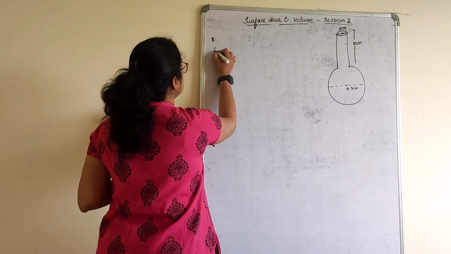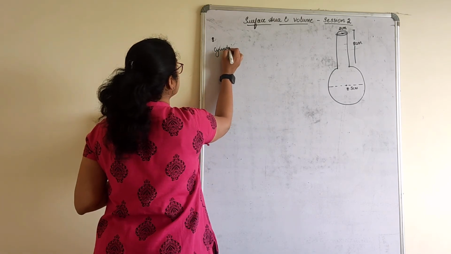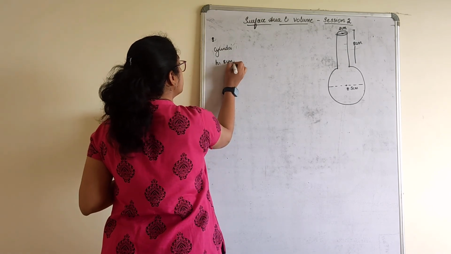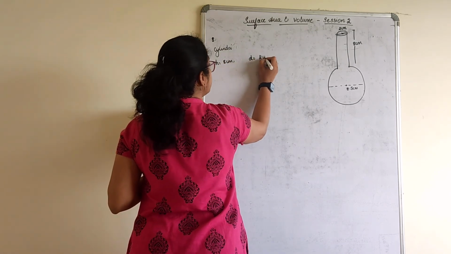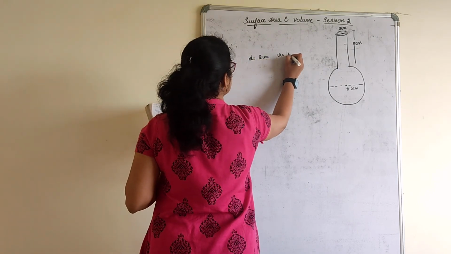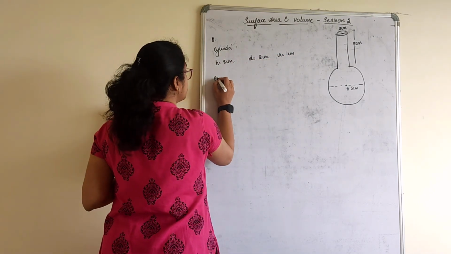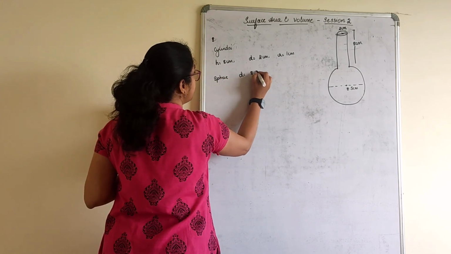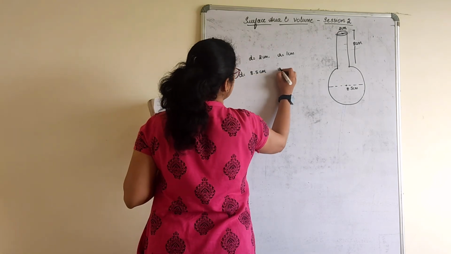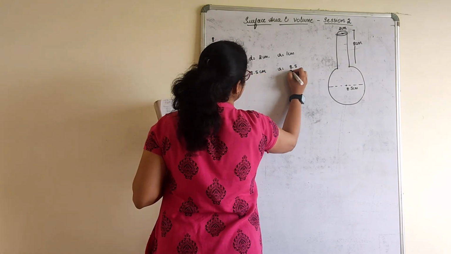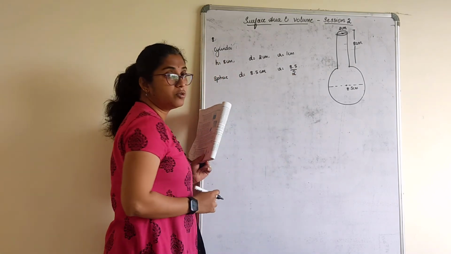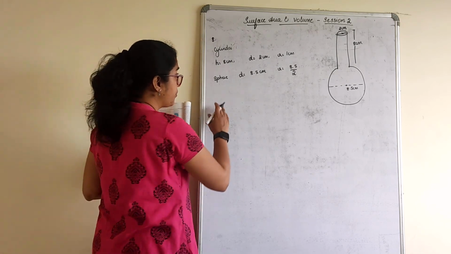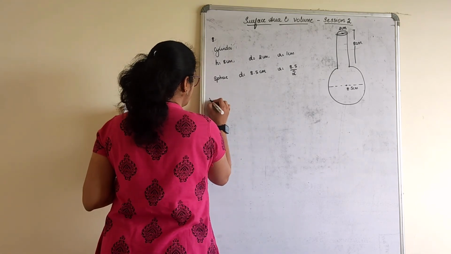Okay. First of all, it's a cylinder. So cylinder height is 8 centimeter, diameter is 2 centimeter, so radius is 1 centimeter. Then sphere. Diameter is 8.5 centimeter, radius is 8.5 divided by 2. Still if you want, convert that into decimal and cancel and do it, up to you. This much is done.